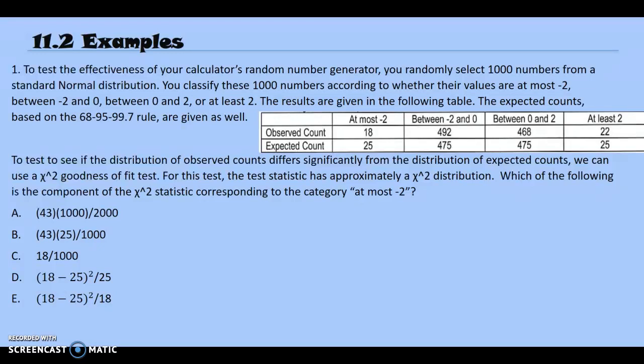So for this first one, I'm going to jump right to the question. It says, which of the following is the component of the chi-squared statistic corresponding to the category at most -2? When you look here, remember that formula is on your formula sheet for the chi-squared test statistic, where you take your observed count, 18, subtract your expected count, square, and divide by the expected count. So that would give us an answer of D.